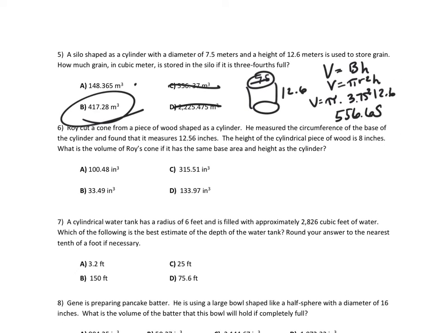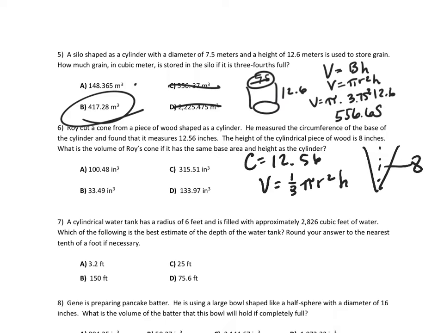Roy cut a cone from a piece of wood shaped like a cylinder. He measured the circumference of the base of the cylinder and found it to be 12.56. The height of the cylinder piece of wood is 8 inches. So it was a cone. The height is 8 inches. What is the volume of the cone? So the volume of a cone, what's the volume formula for a cone? 1/3 pi r squared h.